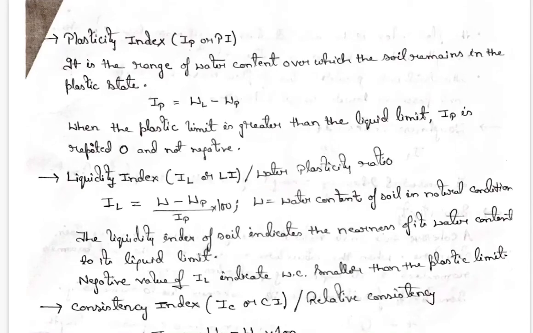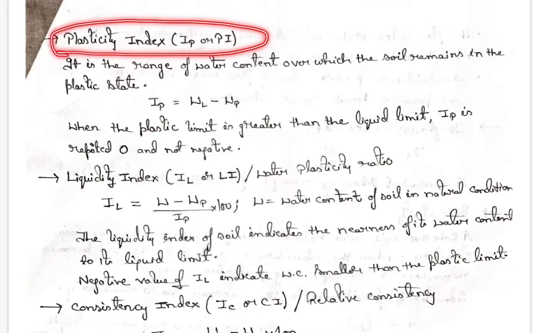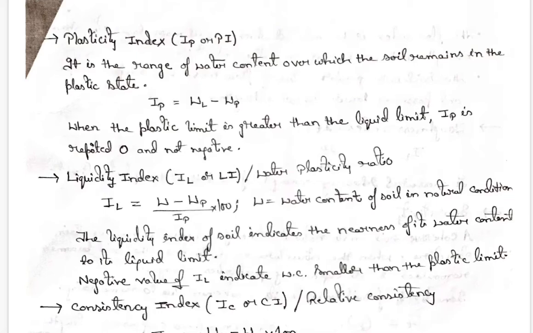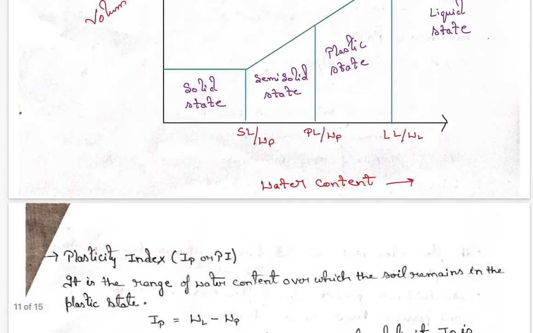Hello students, in this lecture we will see some of the indices and numericals related to this chapter, that is plasticity characteristic of soil. First index is Plasticity Index. It is denoted by IP or PI. It is the range of water content over which the soil remains in the plastic state. IP is given as liquid limit minus plastic limit.